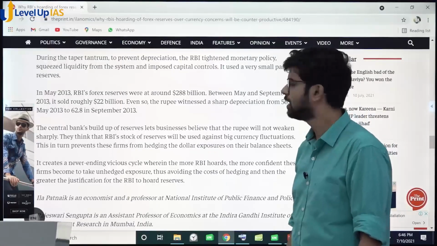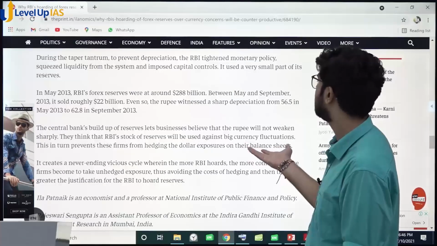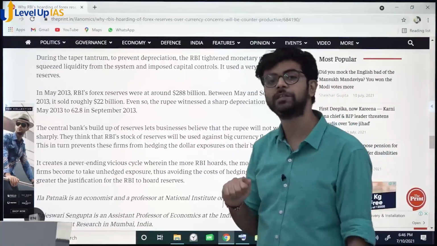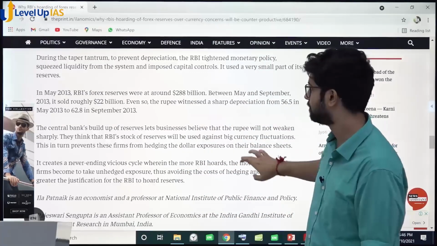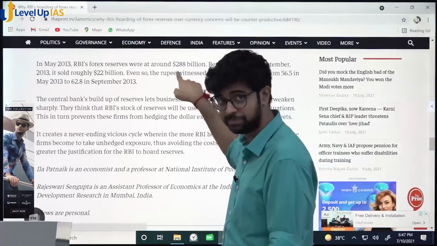We have 608. Between May and September, it sold roughly 22 million. Even so, the rupee witnessed a sharp depreciation from 56 to 62. And this is when Dr. Raghuram Rajan was brought in to prevent this from going further. I remember I was doing the audit of Reserve Bank of India in this period only.